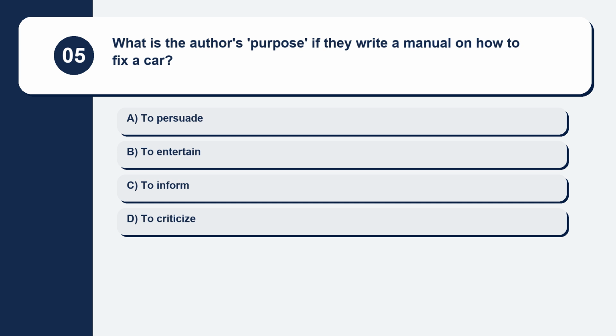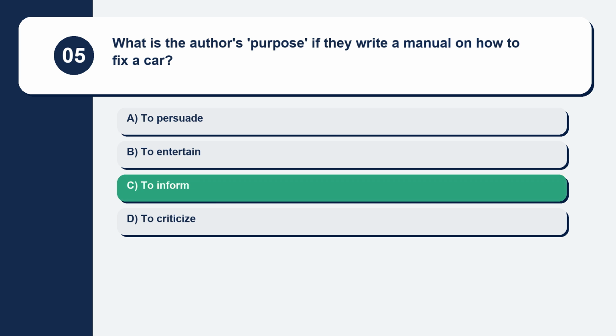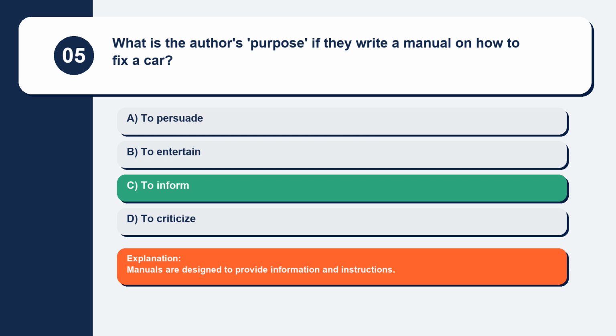Question 5. What is the author's purpose if they write a manual on how to fix a car? To persuade. To entertain. To inform. To criticize. Manuals are designed to provide information and instructions.